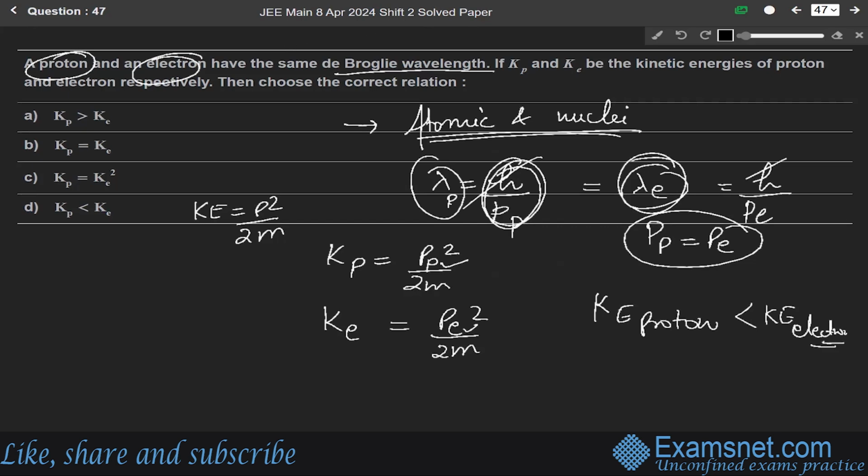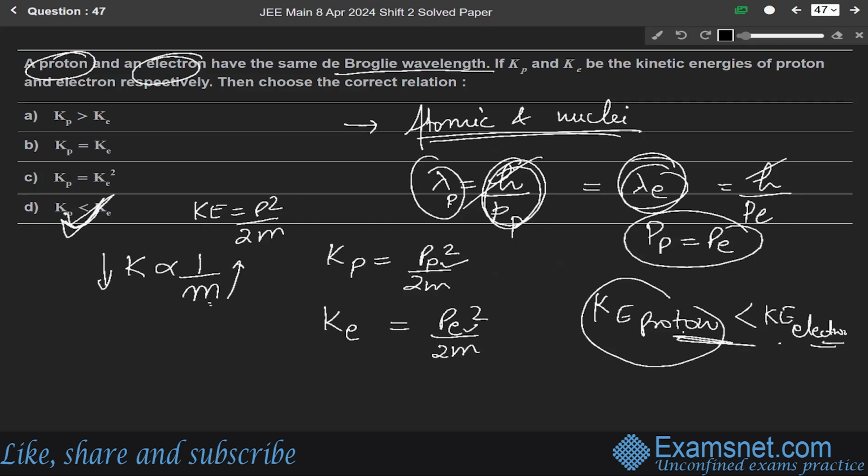Okay. So the correct answer is option D. That is, kinetic energy of proton is less than kinetic energy of electron. Why is it so? Since the kinetic energy depends inversely on the mass, more mass means less kinetic energy. The mass of proton is greater than the mass of electron, that's why the kinetic energy of proton is less than the kinetic energy of electron.